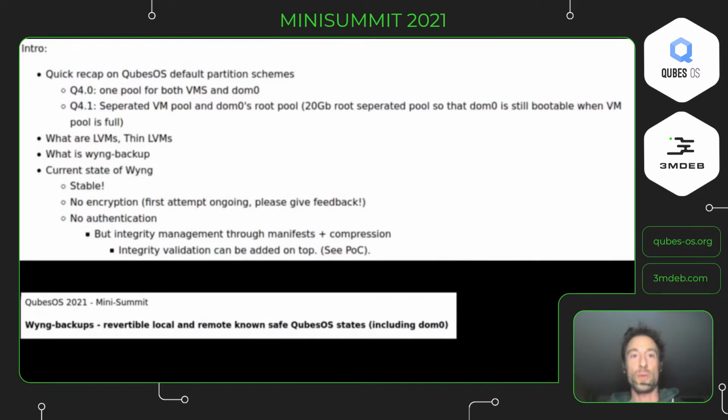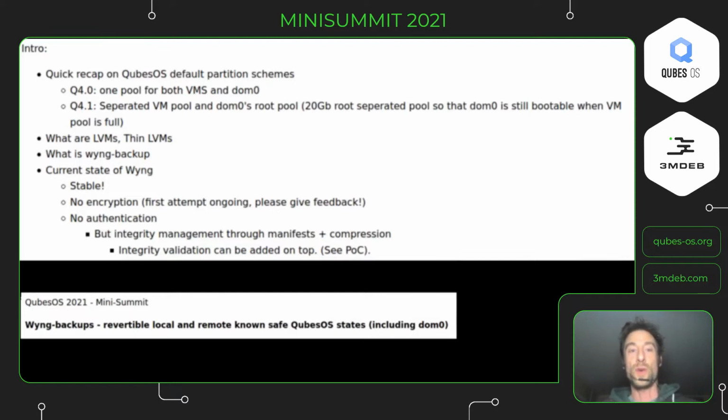First of all, a quick recap on QubesOS default partition scheme. On QubesOS 4.0, there was only one pool for both VMs and DOM0. It was changed in 4.1 to a separate DOM0 root pool, which is now a 20 gig separated pool. The proof of concept of today is made on 4.0. This is what I use on the Privacy Beast.